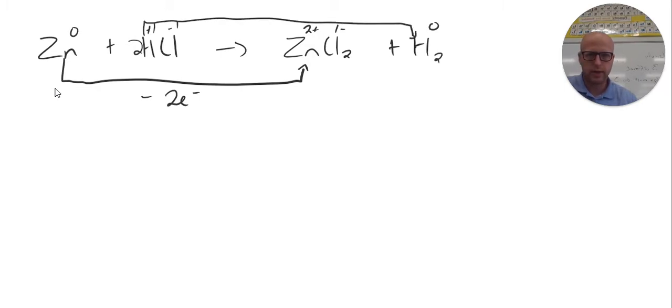Hydrogen, on the other hand, went from a +1, now it goes over here to a 0. So what did it do? It gained 1 electron each. Okay, or a total of 2 electrons, but each hydrogen atom gained 1 electron. So let's break that down and look at the half reactions here. So for the oxidation, let's remember LEO says GER.